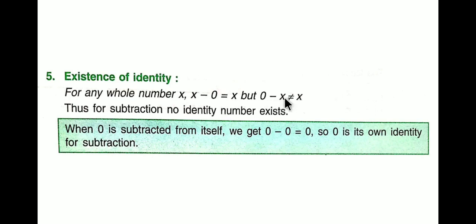So here we cannot say that for subtraction there is any identity of subtraction. When 0 is subtracted from itself, we get 0 minus 0 is 0. So 0 is its own identity for subtraction. All right, so 0 becomes its own identity, but for any other numbers, 0 is not the identity of subtraction.